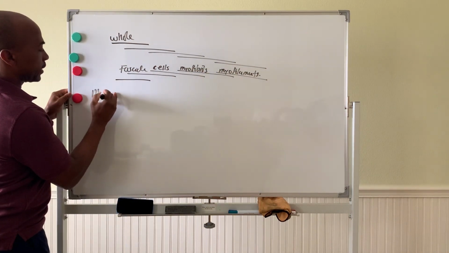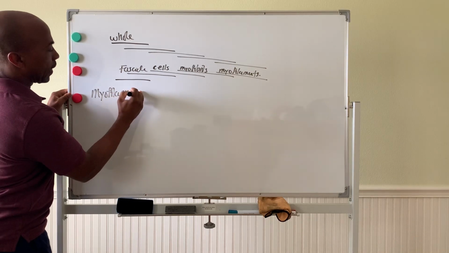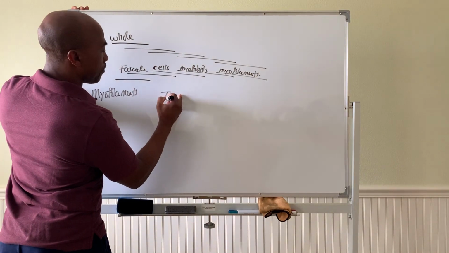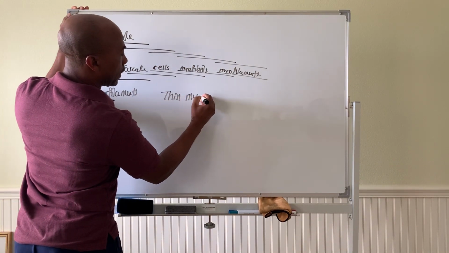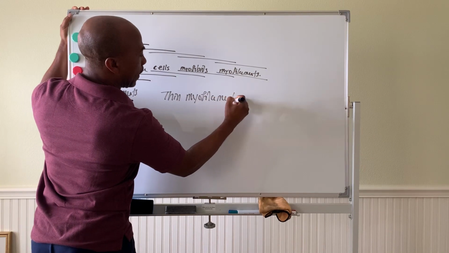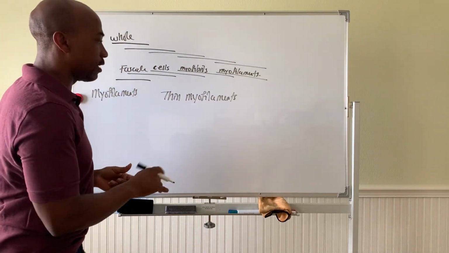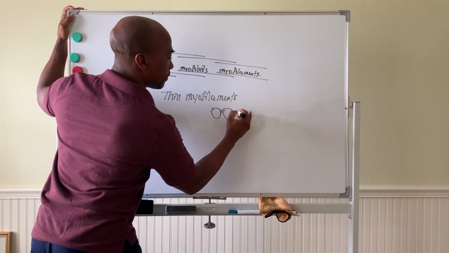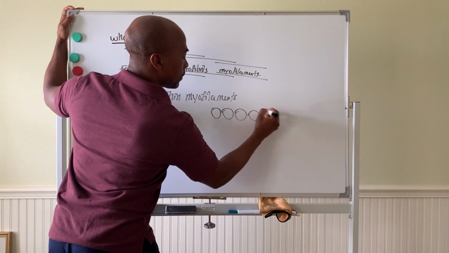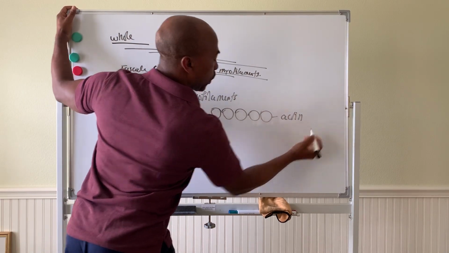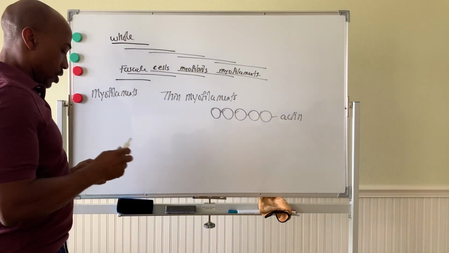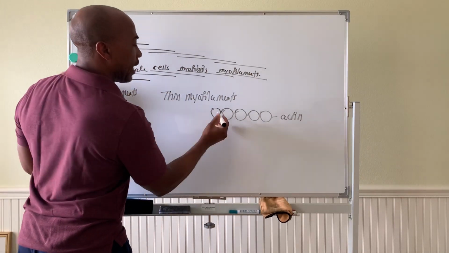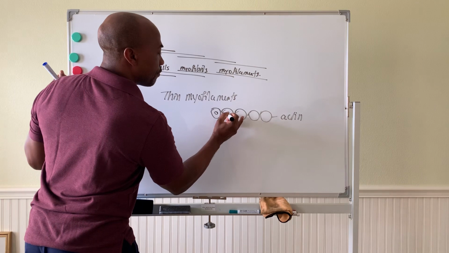So your myofilaments come in two types. You have your thin myofilaments, which contain three different proteins. You have proteins on them called actin. So your actin proteins make up your thin myofilaments. These actin molecules have on them a binding site for myosin.